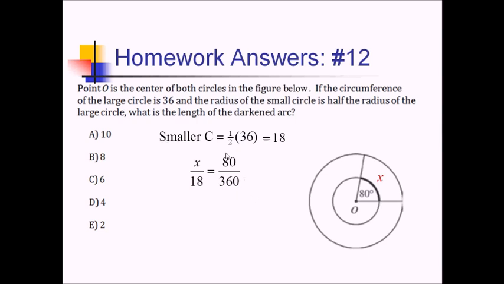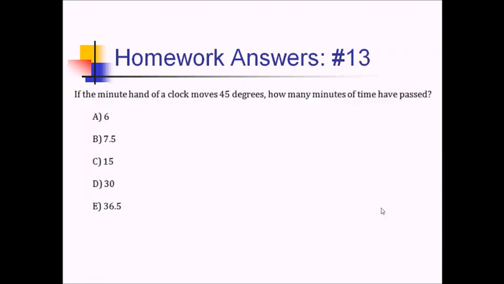Not sure if this was a calculator question or not, but we don't need a calculator. You can reduce 80 over 360 by 40s. That reduces to 2/9. Cross multiplying, we've got 9x equals 36. So then x equals 4. Choice D.